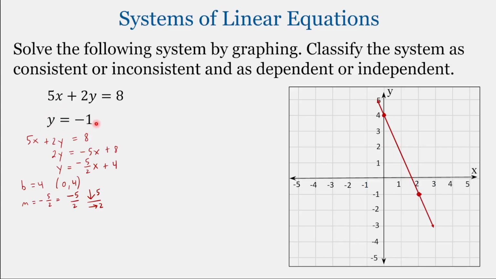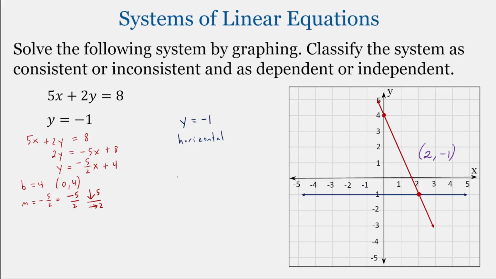Now with this second equation, we have y equal to negative 1. There's no x term here. So that means regardless of our x input, the only value we're going to have for y is negative 1. So when we see something like y equal to a number, in this case negative 1, this is a horizontal line. All the y values are going to be negative 1. So drawing that horizontal line, we end up with our solution, which is where these two lines intersect or cross each other. And they cross at the point (2, negative 1).